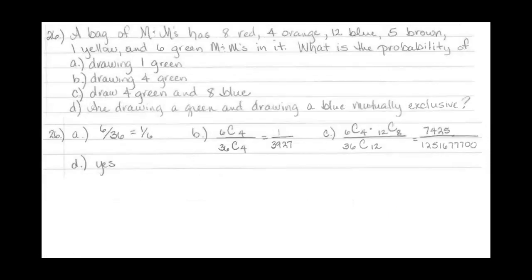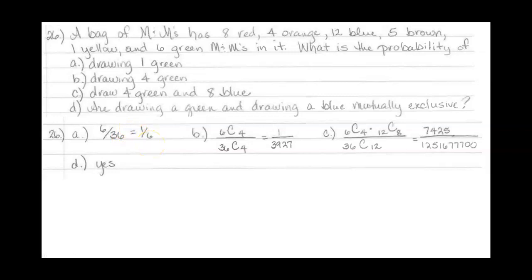All right, then 26, a bag of M&Ms has 8 red, 4 orange, 12 blue, 5 brown, 1 yellow, and 6 green M&Ms in it. What's the probability of A, drawing 1 green? Okay, so if I go through, I've got 8 plus 4 plus 12 plus 5 plus 1 plus 6. So that's going to give me 36 total. And out of those 36, 6 of them are green. So that would be 6 out of 36, and that would reduce down to 1/6.